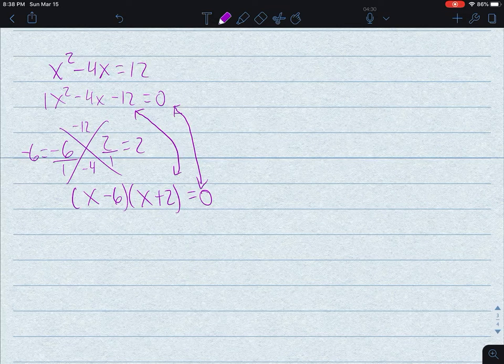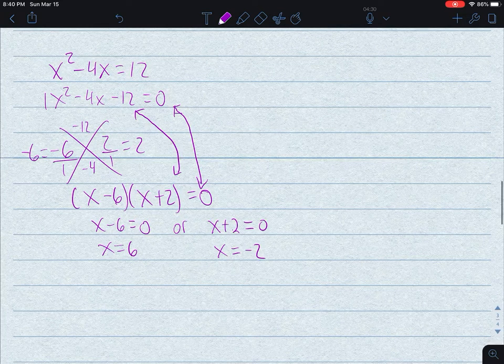So now I have two things that multiply together. The x minus 6 times x plus 2 is going to make 0. So we look at those individually. X minus 6 is equal to 0, or x plus 2 is equal to 0. If x minus 6 is equal to 0, then x needs to be 6. If x plus 2 is equal to 0, then x needs to be negative 2. All I'm doing is I'm moving the 2 to the other side of the equation and changing the sign.